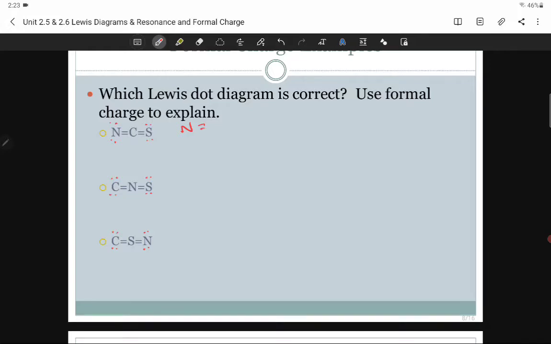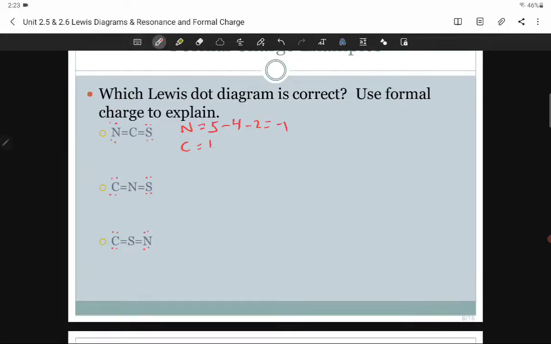So here's the nitrogen. It has 5 valence electrons. It's in the 5th column. You have to subtract all the unshared. Looks like there's 4 unshared. And then you have to subtract half of the shared. Well, remember, a line is 2 dots. So there's 4 dots there, so half of that is 2. So that would give you a -1. We would love a 0. -1's not as good as a 0.